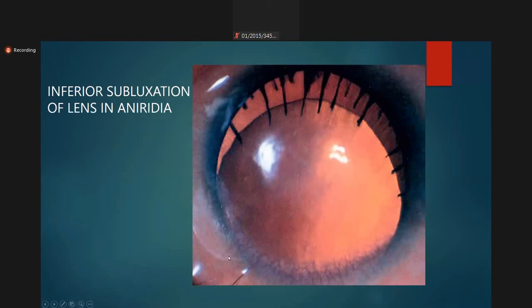Inferior subluxation, there are two conditions. Inferior subluxation, number one. Number two, iris tissue is also absent. The blackish parts are remnants of the iris tissue, which is attached to this, and these orange-like structures are vertical zonules of the lens.